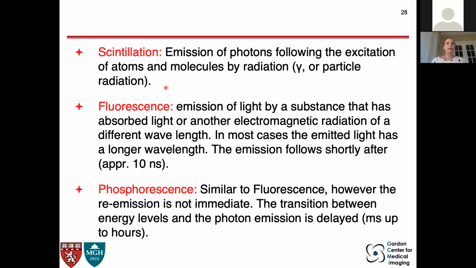There are different types of emission of the light that is emitted, based on the time scale of this emission. So we'll have fluorescence, which is an emission that occurs very shortly after the excitation, approximately 10 nanoseconds. And then we have phosphorescence, which is similar to fluorescence, but the re-emission of the light is not immediate. So there is a time delay between the excitation and the emission of the visible light. So we want as high fraction as possible of the emitted light to be of fluorescence type, because that will give us a shorter signal and allow for better timing performance of our system.